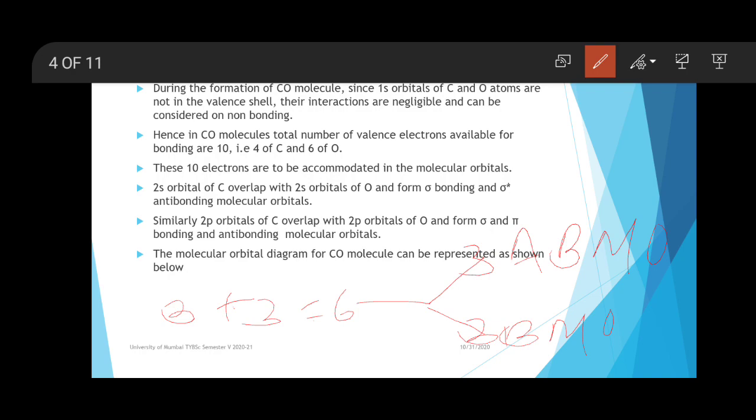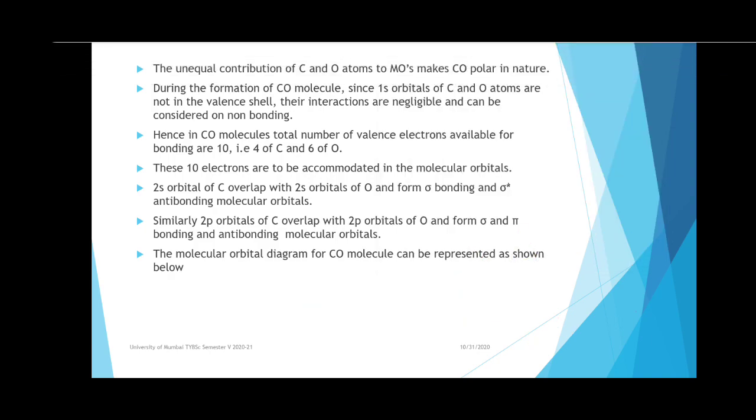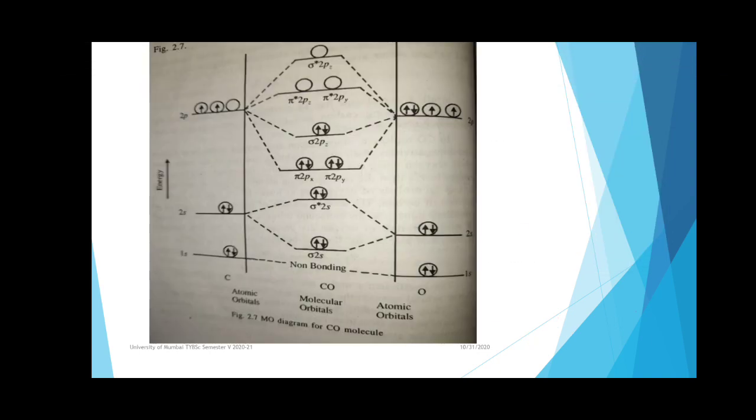This overall picture, the formation of molecular orbitals from the corresponding atomic orbitals, can be shown in a diagram. The diagram is called the molecular orbital diagram. So we will see that this is the schematic representation of the MO diagram of the carbon monoxide molecule.